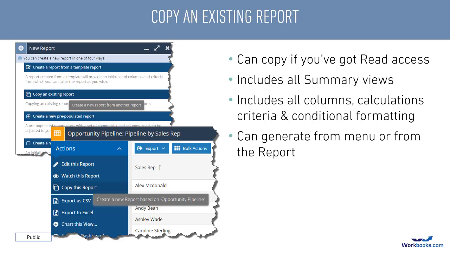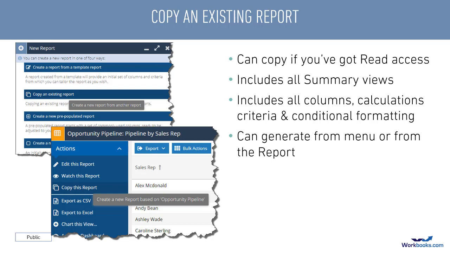Alternatively, there's no need to build new reports from scratch if you've already got one that does some of the things you're looking for, so you can copy existing reports. You might have one, for example, that looks at data for last month, and maybe you want to see exactly the same layout, exactly the same information, but looking at data for this month. In that scenario, you can simply copy the report and amend the date range criteria. You can copy any report that you've got view access to, not just reports that you've created.